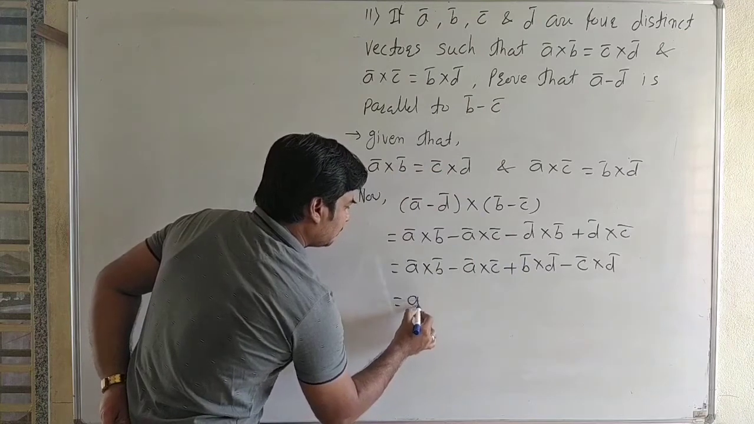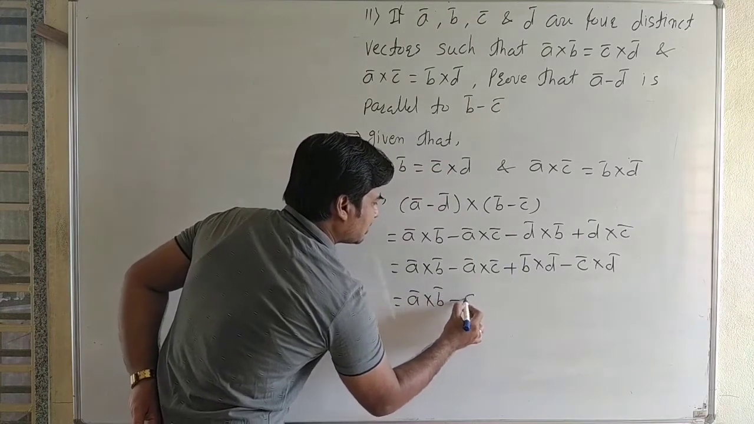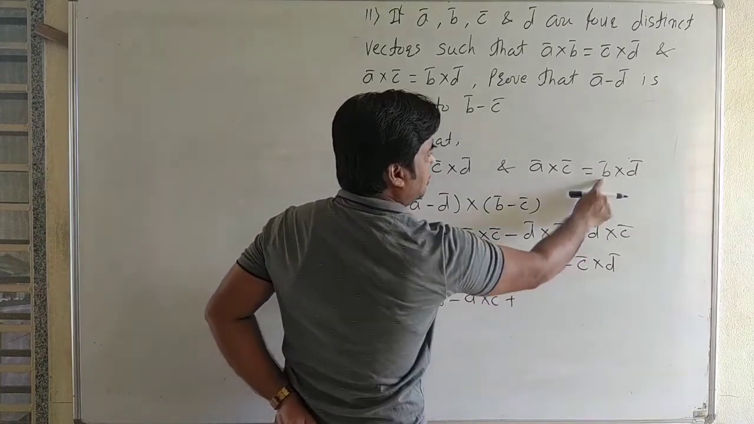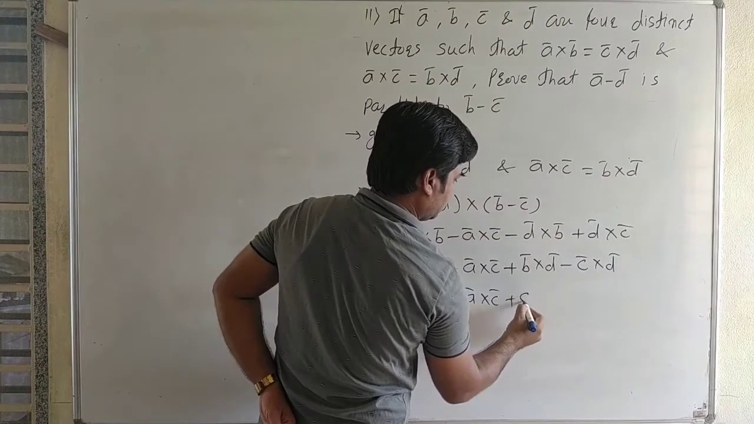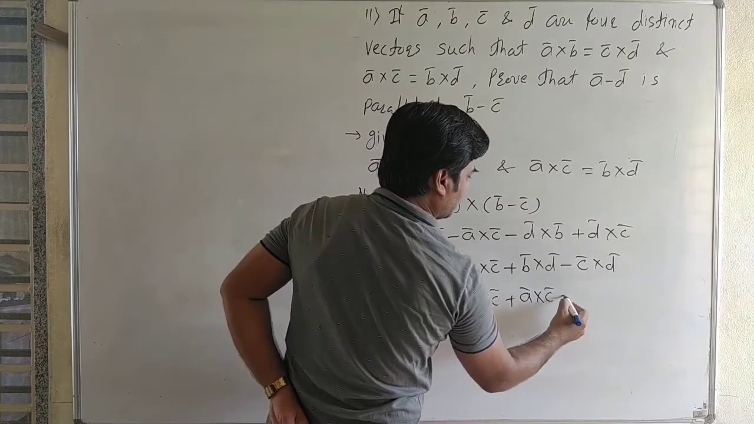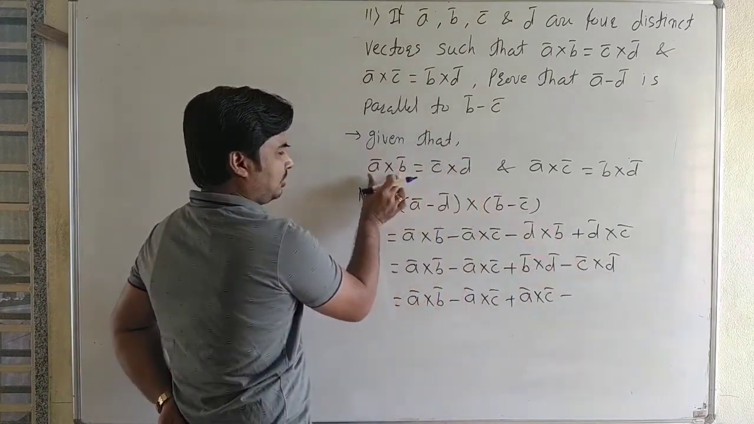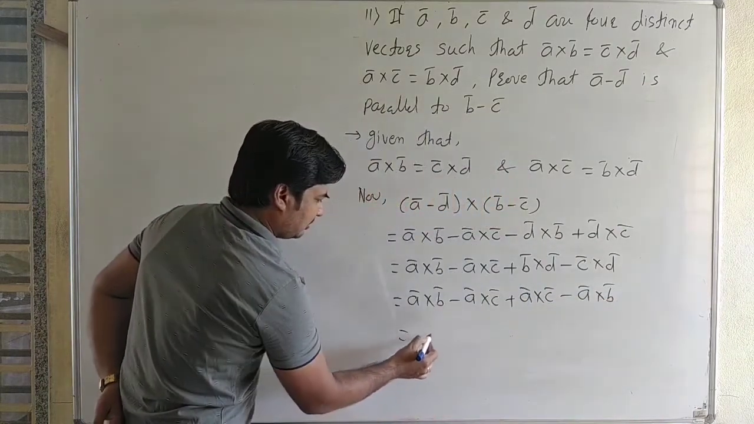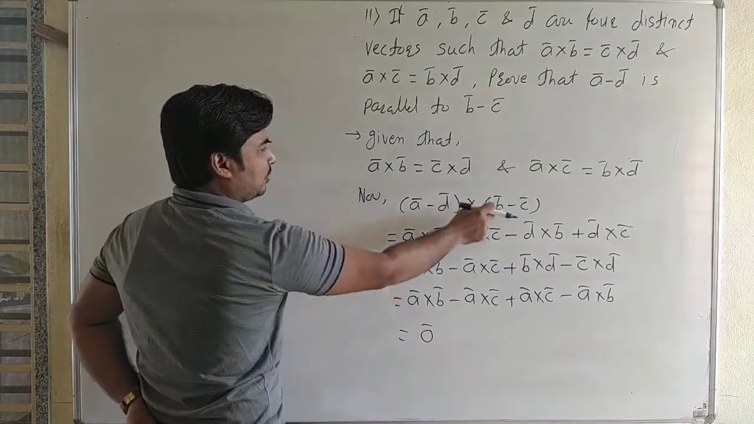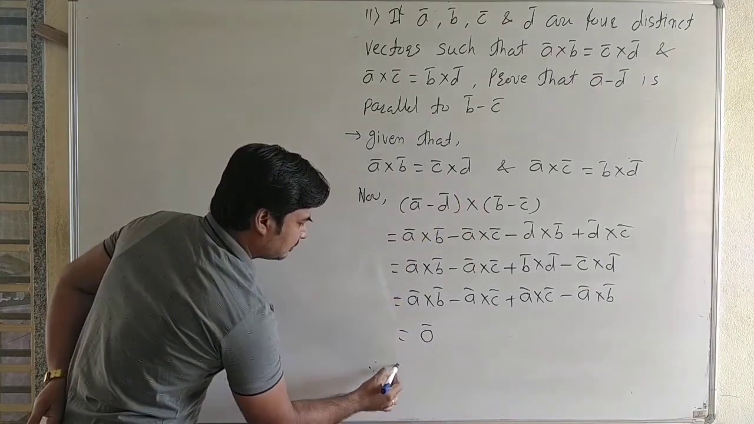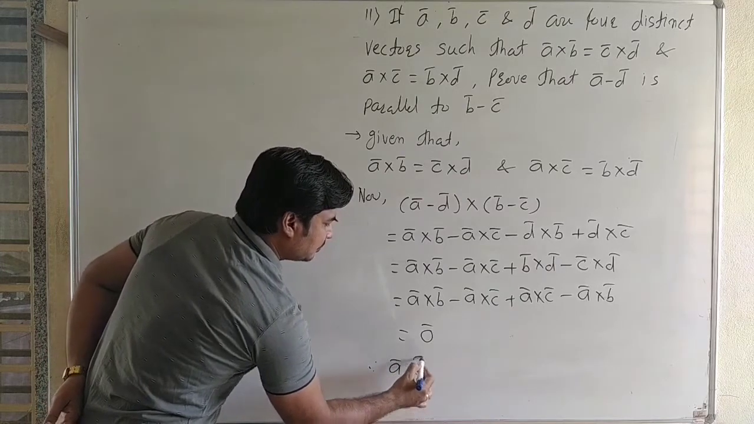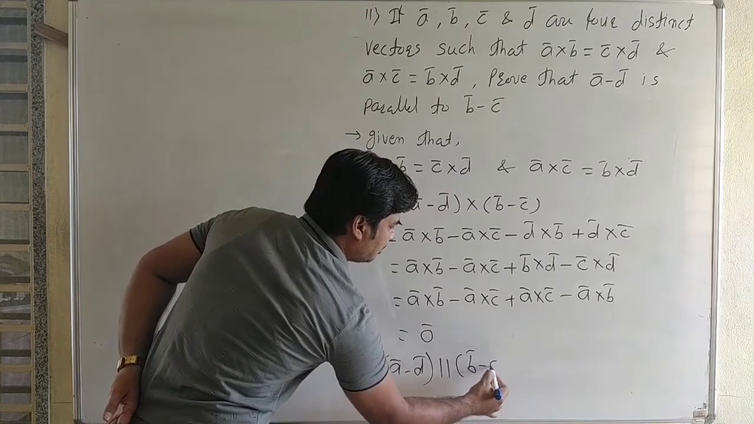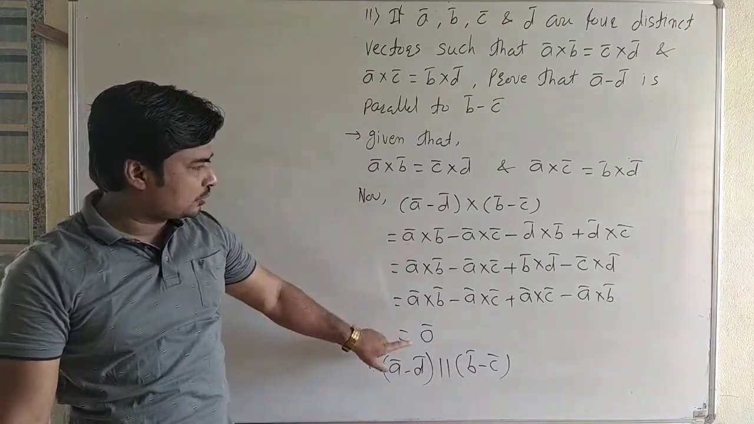Now a bar cross b bar minus a bar cross c bar plus b bar cross d bar, and b bar cross d bar is a bar cross c bar, and minus c bar cross d bar, which is a bar cross b bar. Therefore it is the 0 vector. And then the cross product of the two vectors is 0. Therefore a bar minus d bar is parallel to b bar minus c bar because their cross product is 0.